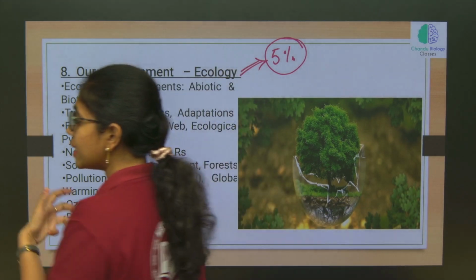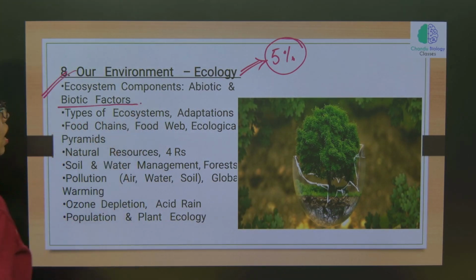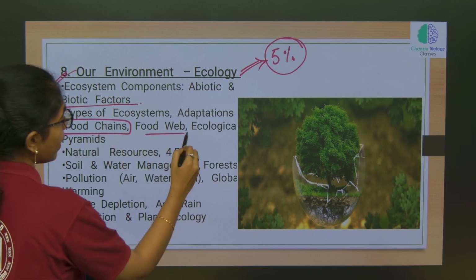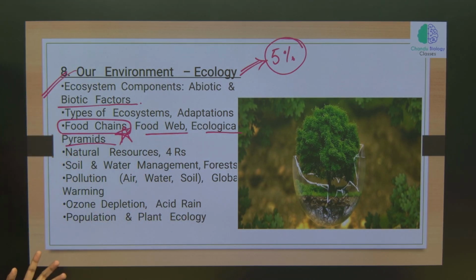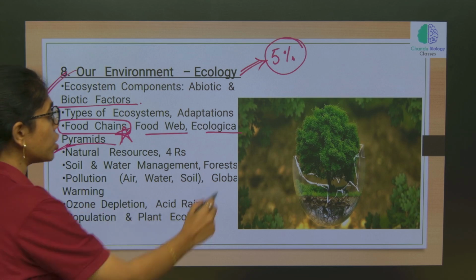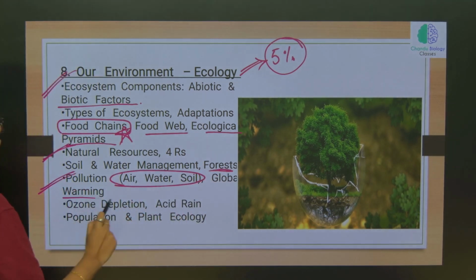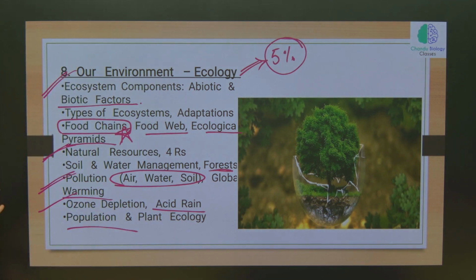So here what are the segments that we have? Ecosystem components, abiotic and biotic factors, types of ecosystems, adaptations, food chains, food web, ecological pyramids, most important, food chain, food web and ecological pyramids. We can't expect a paper without this from this chapter. Okay, and natural resources, soil, water management, forests, pollution, air, water, soil pollution, global warming, ozone depletion, acid rain, population and plant ecology. These are the segments under this chapter.